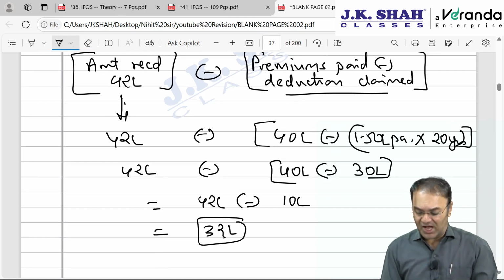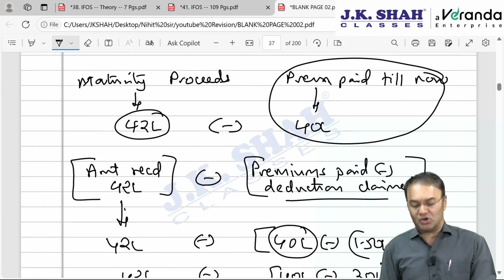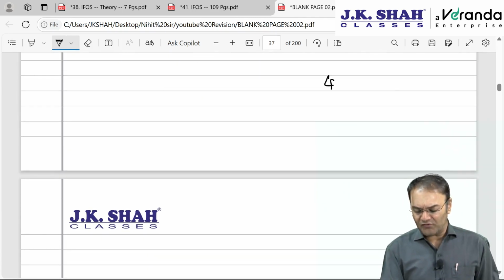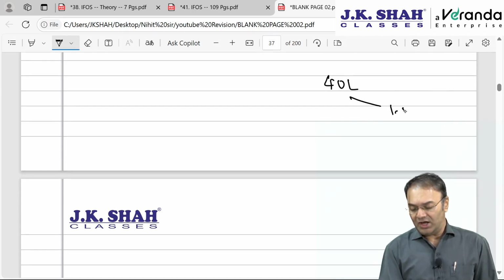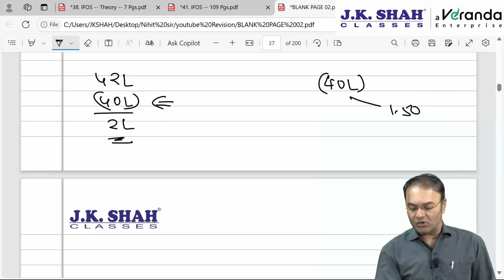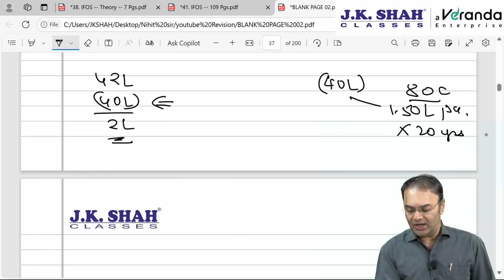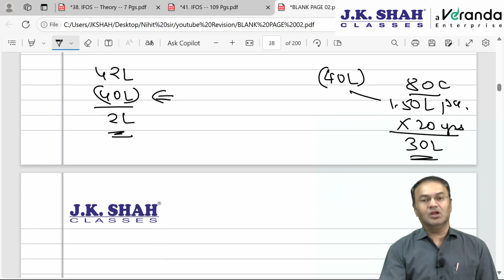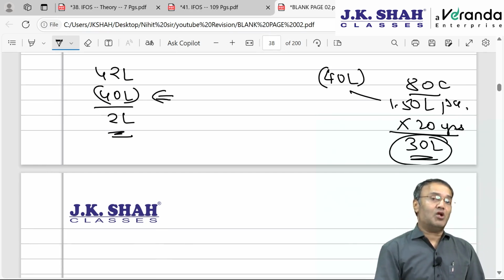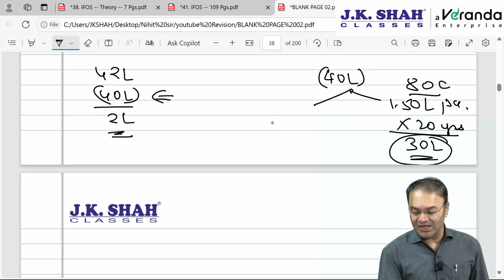What Nirmala Sitharaman ji said is that you have paid premium 40, you should get deduction of 40. Yes, you should get deduction of 40. But out of 40, you have already claimed deduction of 30 lakhs, 1.5 lakh per annum into 20 years under section 80C. Since 30 lakhs is already claimed, this 30 should not be allowed to be subtracted again. Otherwise, there will be 30 lakhs claimed twice. So this 30 you reduce and balance is 10 lakhs, which you now claim.